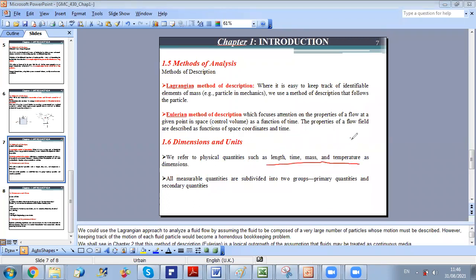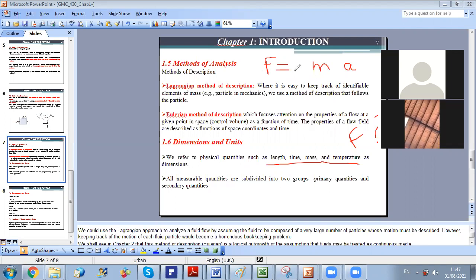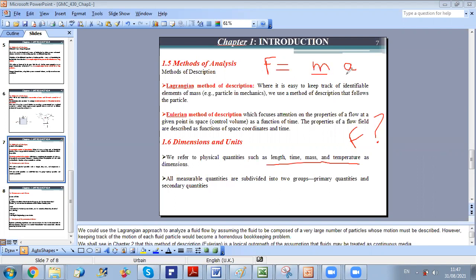If I have a force F, how can I express it? To know how to express the force F, I should go back to the law which will give me F. By definition, Newton's second law states that the sum of forces equals ma. So I can say that the unit of the force F can be derived as a function of the unit of mass and the unit of acceleration. The unit of mass is kilogram. The unit of acceleration is meter per second square.